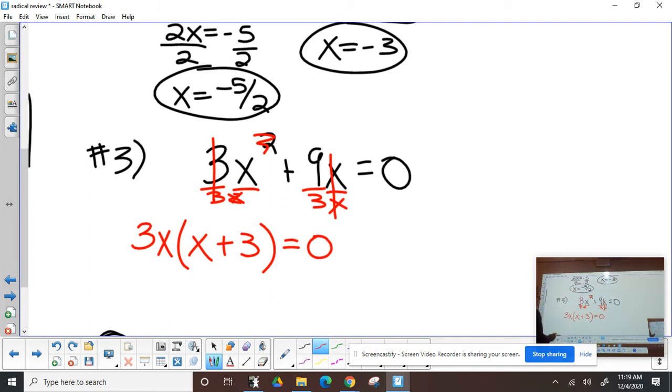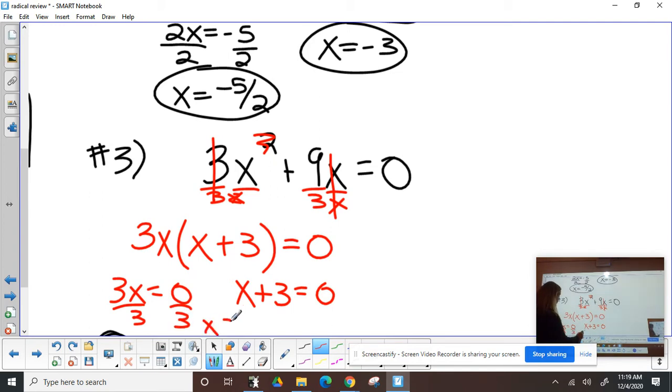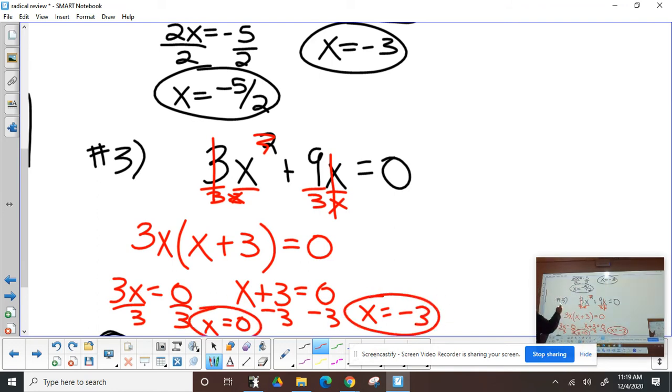Once I have the two factors, I set them both equal to 0, and I solve for x. In this case, I would divide both sides by 3 and get x equals 0. In this case, I would subtract 3 and get x equals negative 3. So that's how you do a question similar to question number 3 on the worksheet. I just changed the numbers.